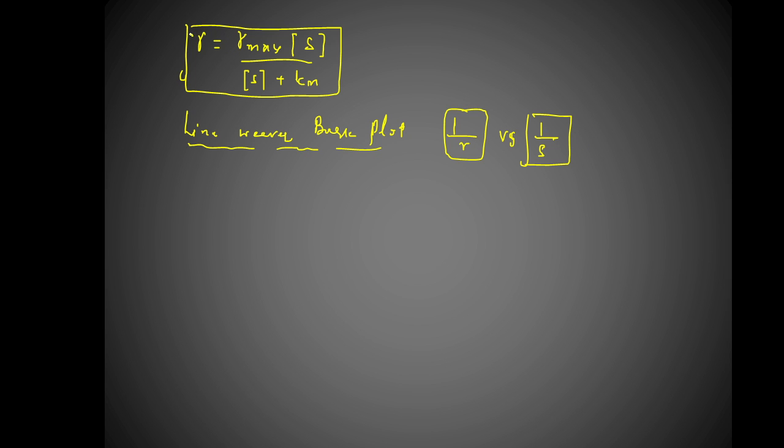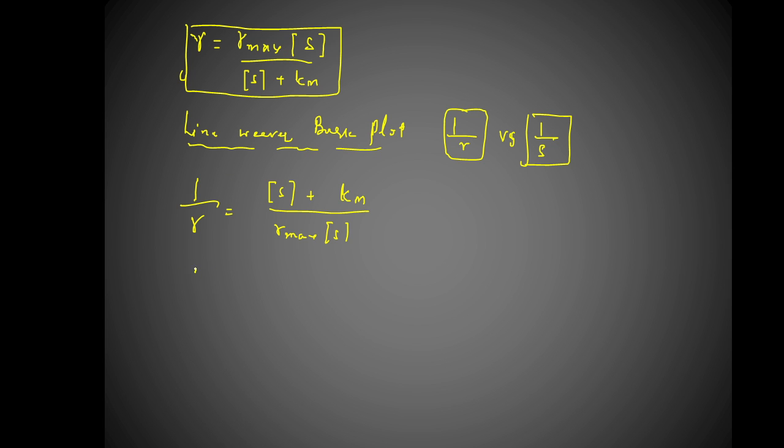How can we get this 1 upon rate? We have to take the reciprocal of this equation. If we take the reciprocal, I'll get 1 by R, and this will be equal to the concentration of S plus Km divided by R max into S. So this is the type of equation I am going to get.